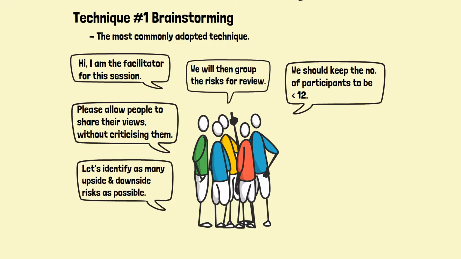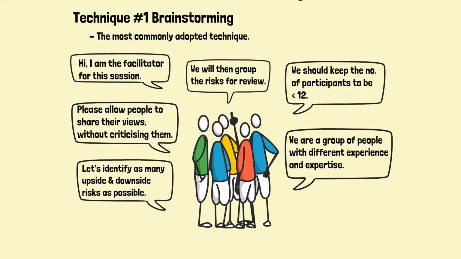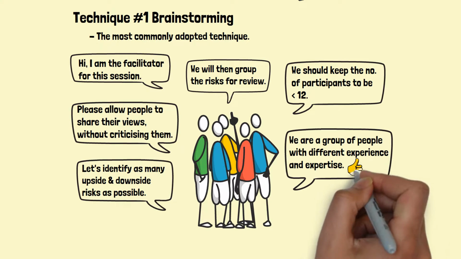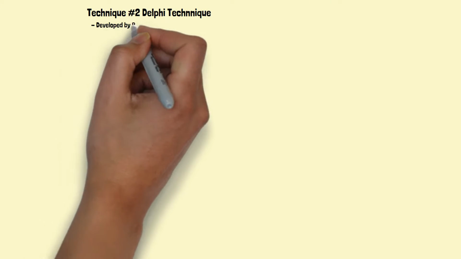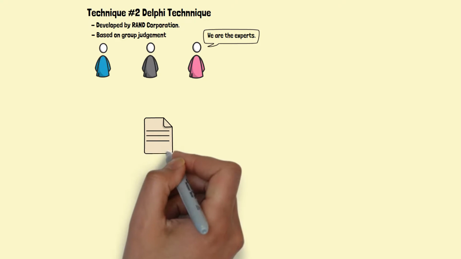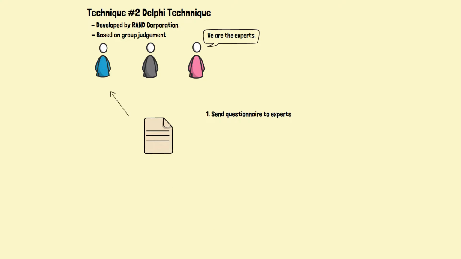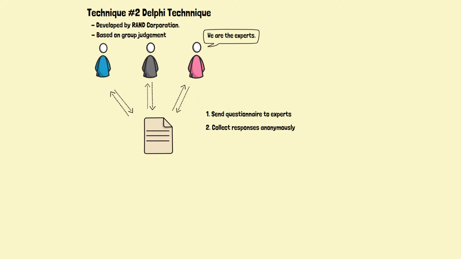The appropriate mix of group members in terms of knowledge, experience, and expertise is essential to ensure that the brainstorming session is effective. Technique number 2. Delphi Technique. The Delphi Technique, which was developed by the RAND Corporation, is the method of using group judgment in forecasting. A group of qualified individuals is selected in the exercise, and a questionnaire is sent to each participant for identifying and assessing risks. Then, responses are collected anonymously from the participants.